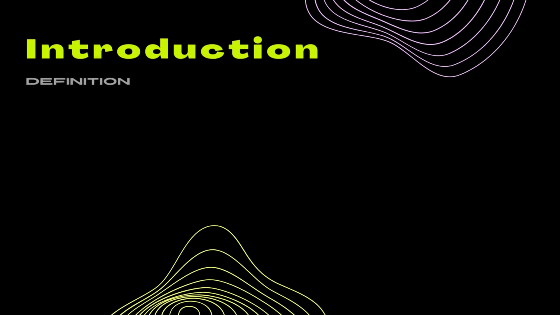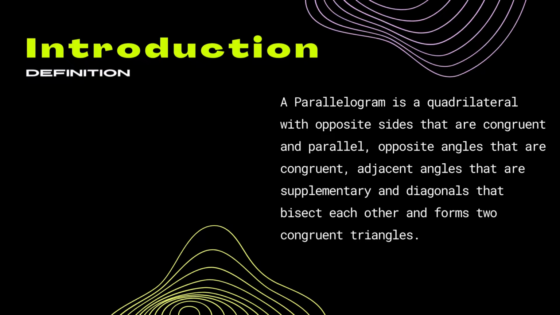Parallelogram. Now, what is a parallelogram? A parallelogram is a quadrilateral with opposite sides that are congruent and parallel, opposite angles that are congruent, adjacent angles that are supplementary, and diagonals that bisect each other and form two congruent triangles. Dami, di ba? Well, let me break it down for you.